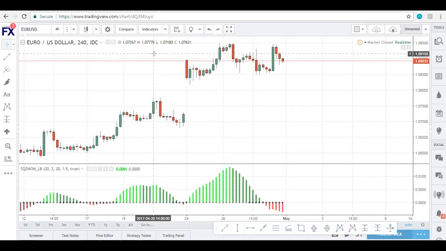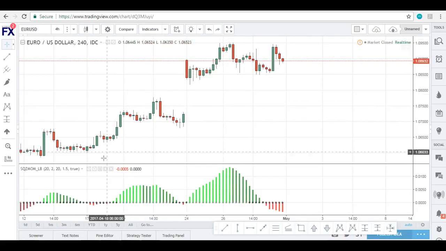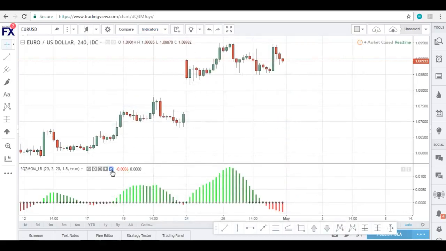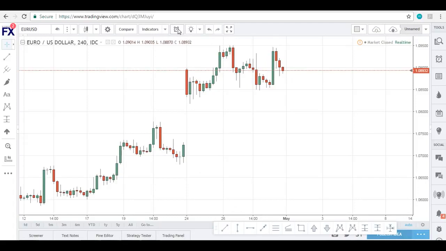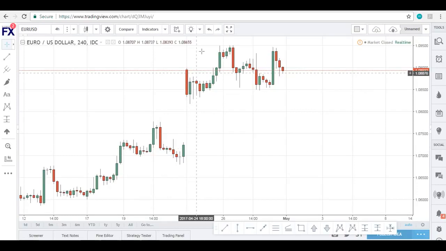Before using indicators, I would suggest that you actually know how to use it before you trade it. So with built-in indicators, you also have the public library where users post their indicators, and you can see the popularity by the amount of likes. So this is something good you can use. This is the alerts right here. I'll show you how to use that later. So this is the top of the chart where you can control the different settings.